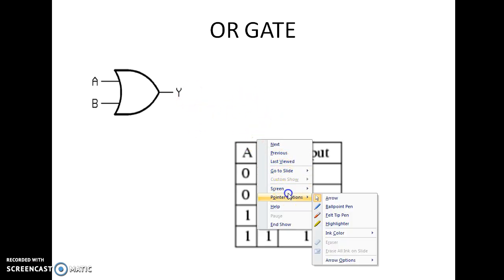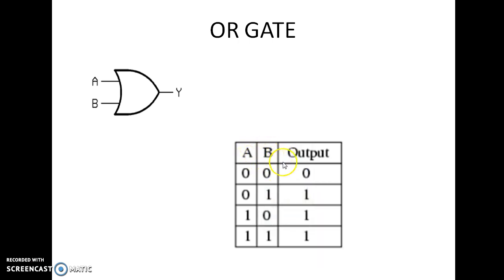Now see, here is the truth table of the OR gate. When A and B both are 0, the output is 0. When A equal to 0, B equal to 1, output is 1. When A equal to 1, B equal to 0, output is 1. And when A equal to 1, B equal to 1, output is 1. See, in these last three cases, whenever any input is high, the output is high. And in the first case, when both the inputs are 0 or low, the output is low. This is the functionality of the OR gate.